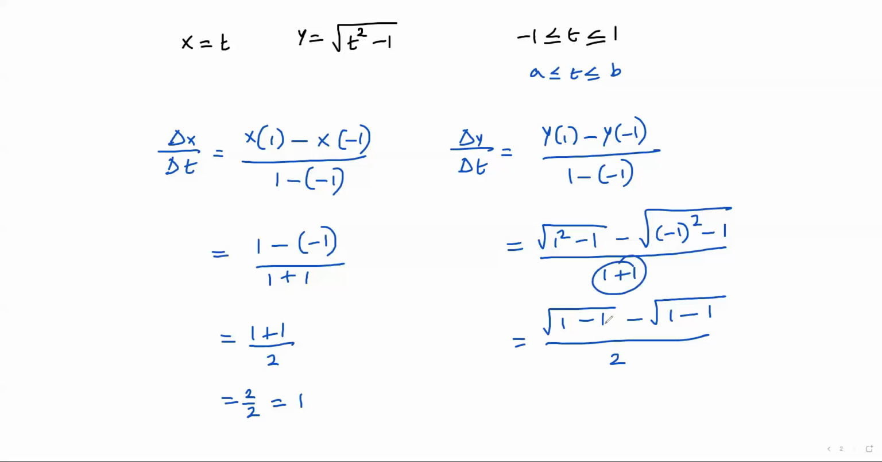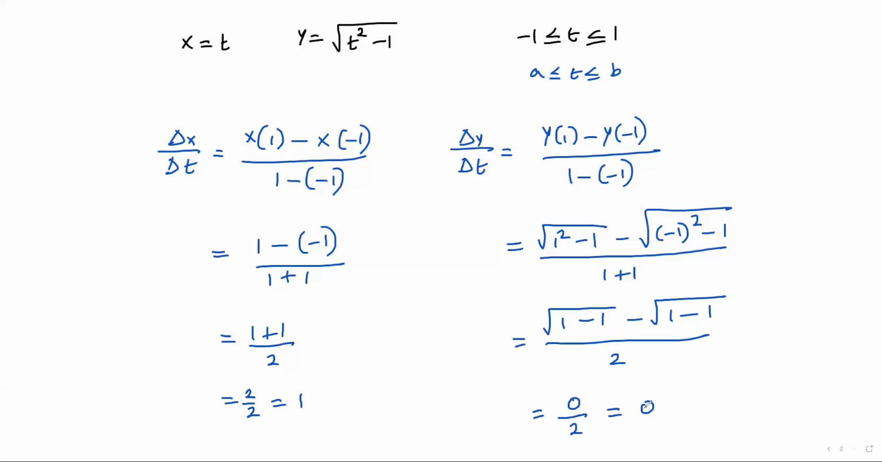So 1 plus 1 is 2. So we know that the value of 1 minus 1 is 0. Square root of 0 is 0. And again, this one also is 0. Finally, we get 0 in the numerator, 0 over 2, which is equal to 0. So the average rate of change for y of t is just 0.